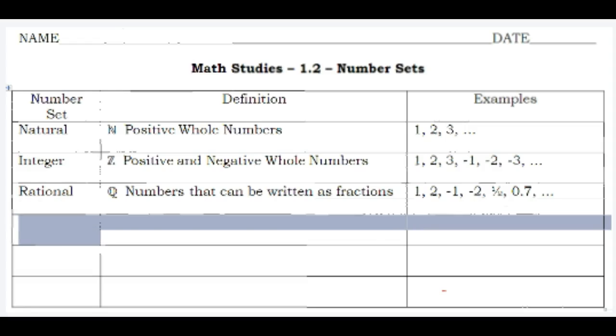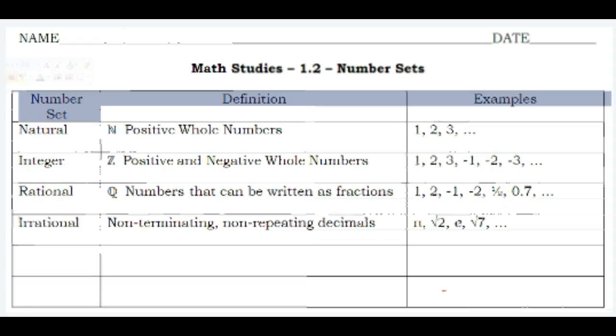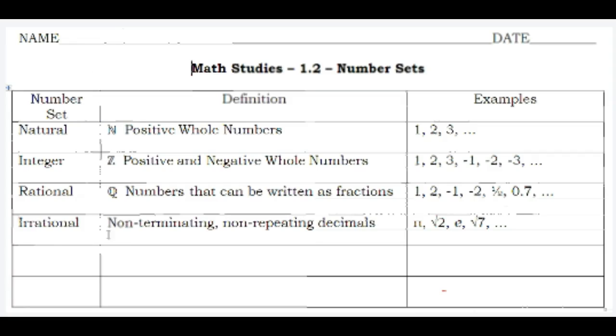The next number set is irrational numbers. Irrational numbers would be non-rational. Those are numbers that can't be fractions. So they would be decimals that are non-terminating and non-repeating. The best example everyone remembers is pi, 3.14159265535, and so on. It never repeats and it never ends.